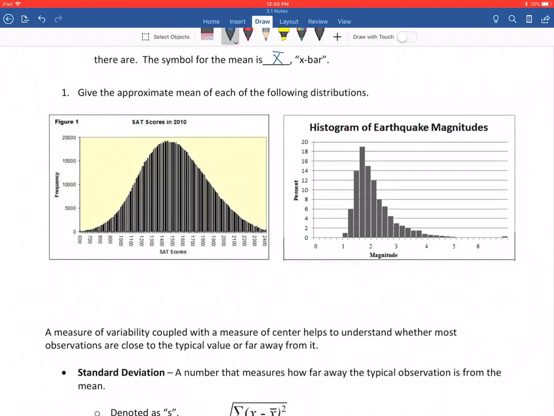If we want to give the approximate mean for each of the following distributions, so this first figure, Figure 1, we've got SAT scores and their frequencies. Because this is a symmetric distribution, our mean or our average should be right in the center. So I would probably say somewhere right in here, I'd say that X bar, the mean, is about 1450.